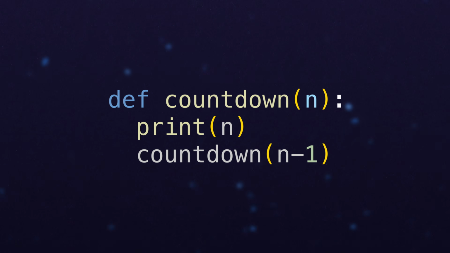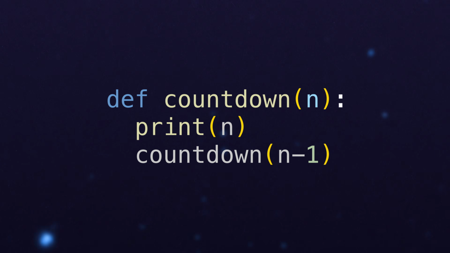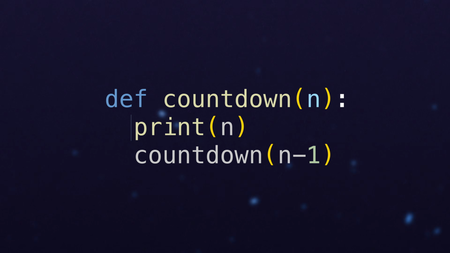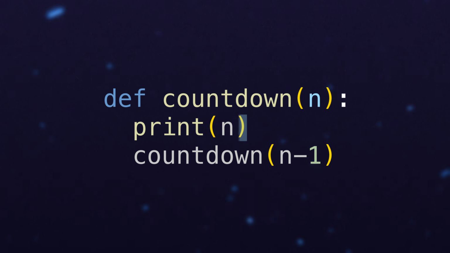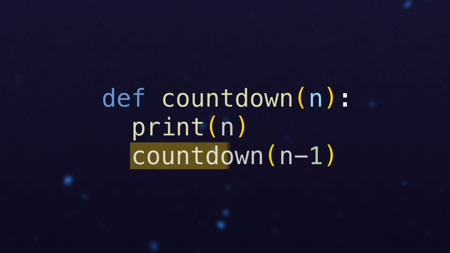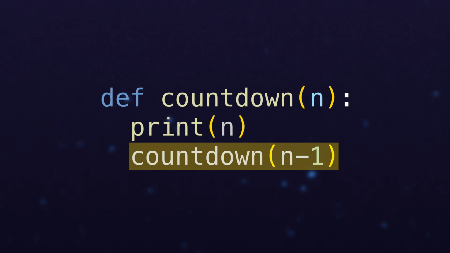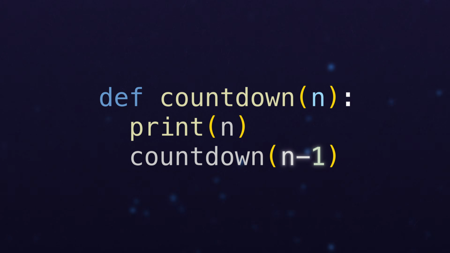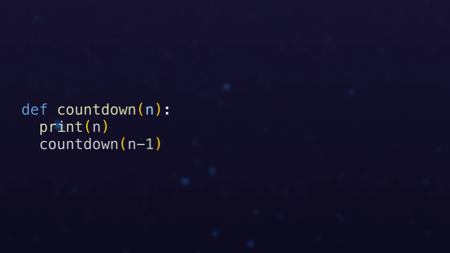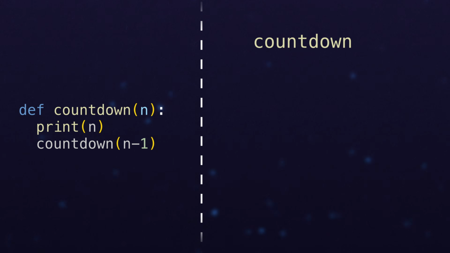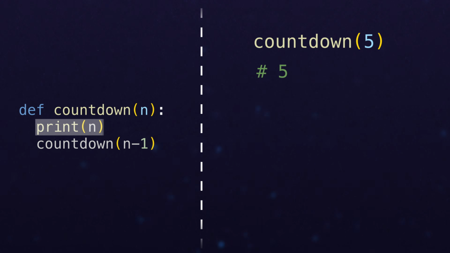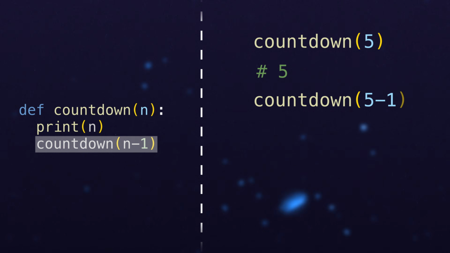We've got a function called countdown, and it takes as input n, an integer. First, it just prints n. After it prints n, it calls itself again, but only after subtracting 1 from n. So what happens if we call countdown and pass in 5 as n? Well, first, 5 is printed to the console. Then countdown is called again, but this time with n minus 1, or 5 minus 1, which is 4.